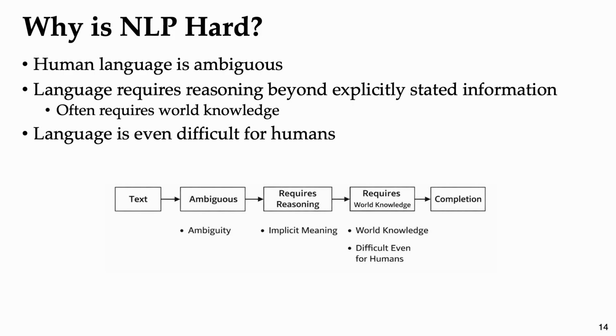Also, languages require reasoning beyond explicitly stated information. They could be implicit, and oftentimes require world knowledge. For instance, if I say compounded interest, as two words and a phrase it has a meaning, but in terms of real world domain knowledge, it's something to do with finance, right? So you have to define it based on the context.